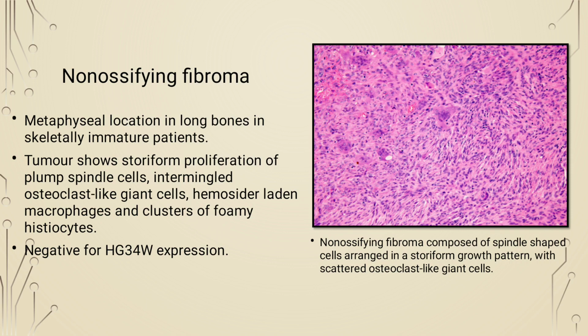H3G34W. In this photomicrograph we can see non-ossifying fibroma composed of spindle-shaped cells arranged in a storiform pattern with scattered osteoclast like giant cells.